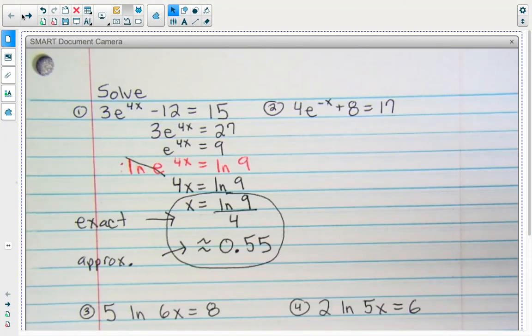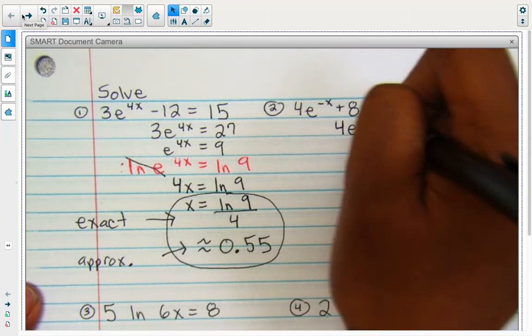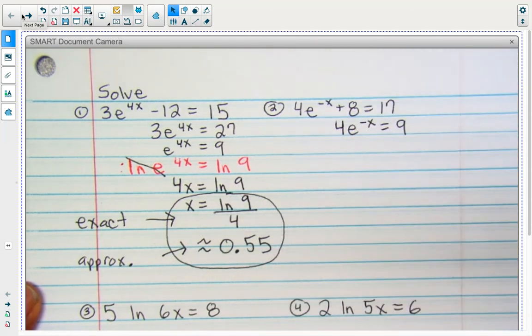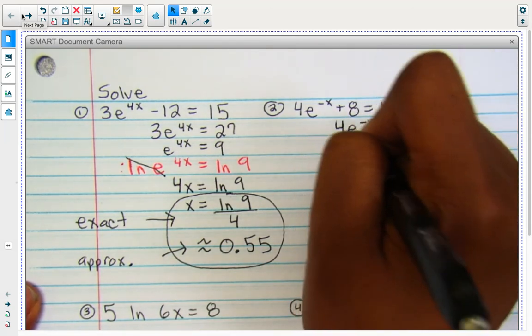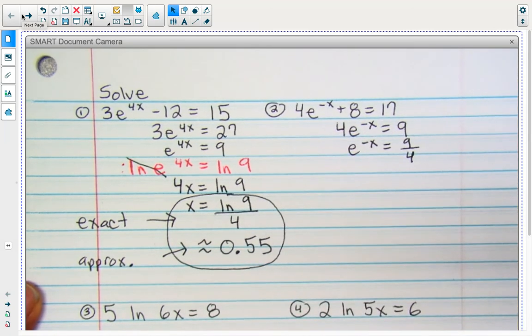All right, number 2. Again, we're going to go through and solve this problem. We're going to subtract 8 from both sides. So that's going to give me 4e to the negative x is equal to 9. Divide both sides by 4. So e to the negative x equals 9/4. I got a fraction, but that's okay.